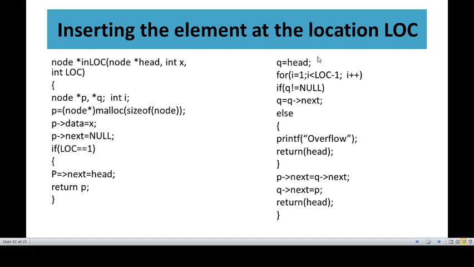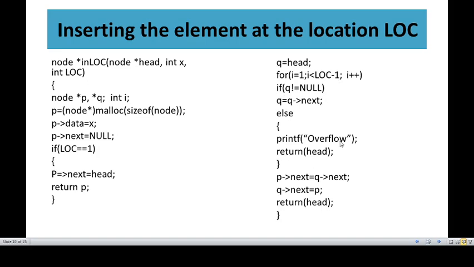If location is not 1, then q equals to head, then for i equals to 1, i less than location minus 1. If you want to add your element at the third location, then stop at the second only. Why? Because we need to do the reference in the second node only for the third node. So stop one location before the target. So if q not equals to null, then q equals to q next. If not null, then q equals to q next.